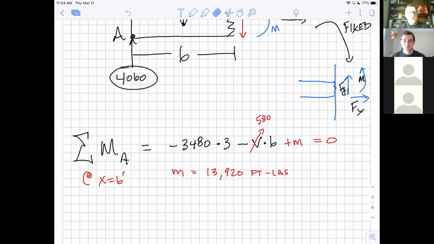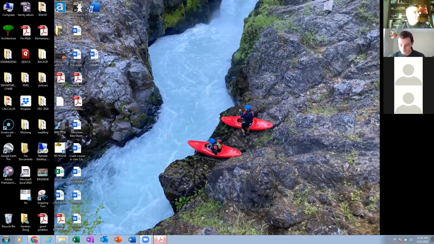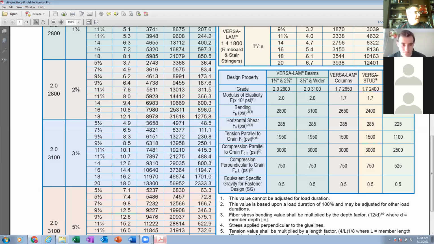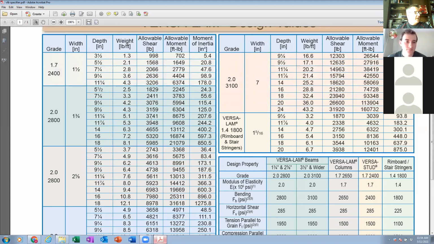Let's go back and look at our chart for a second. That was almost 14,000 pounds of moment. What beam did we pick a minute ago? We said this beam right here, right? That'll do shear, right? A 1 3/4 by 14 will handle the shear. Notice it also has an allowable moment. Will that handle the allowable moment? Not quite.